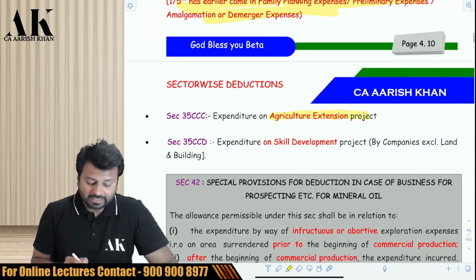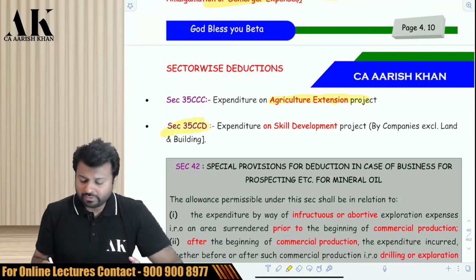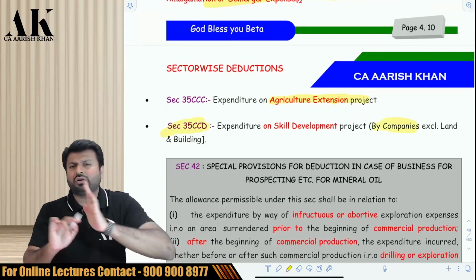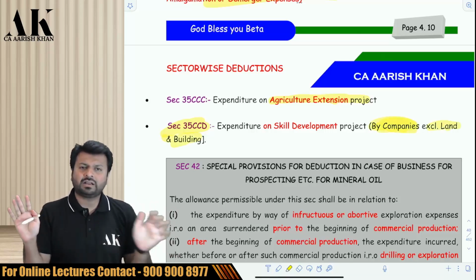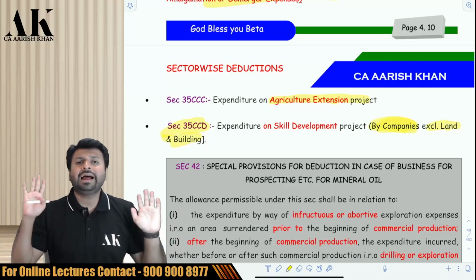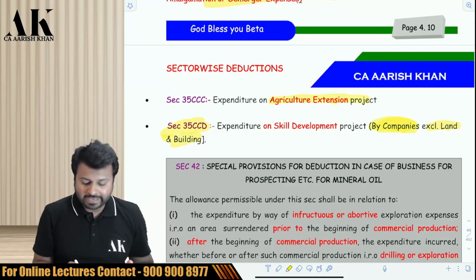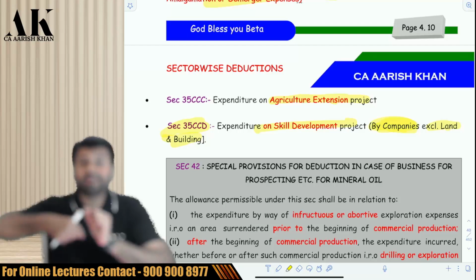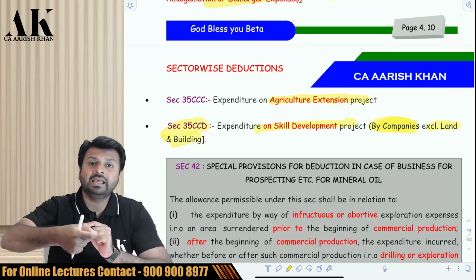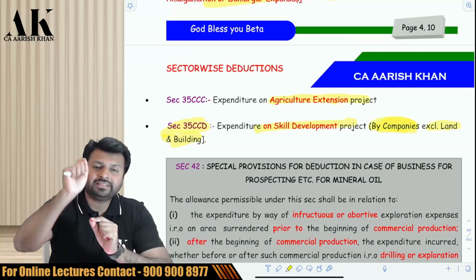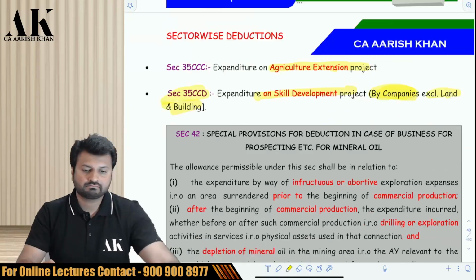And last but not least, the last deduction 35CCD, it is available to all kinds of companies, not only Indian companies, and here land and building is not covered. All companies are covered. Land and building not allowed in this deduction. And what kind of deduction is this all about? It is about skill development. You are incurring an expenditure on training, etc. of the employees, which is giving them skill, in India to work in the company, and therefore that will be allowed as deduction under income tax law.